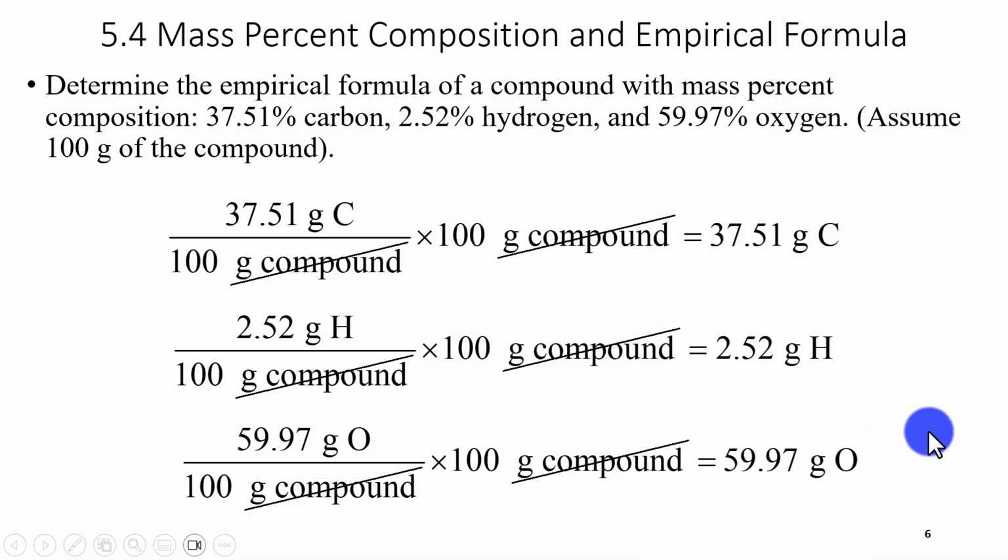Now that I have the masses in grams, I need to convert these into moles, because when we write chemical formulas, whether they're empirical or molecular formulas, those are molar ratios, not gram ratios. So I have to convert the grams into moles by using the molar mass of carbon, the molar mass of hydrogen, and the molar mass of oxygen from the periodic table.